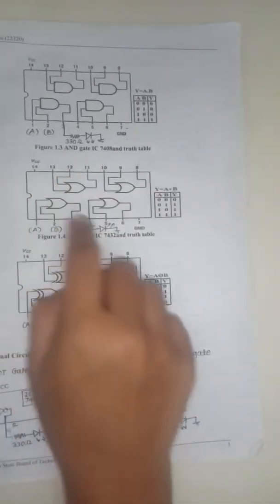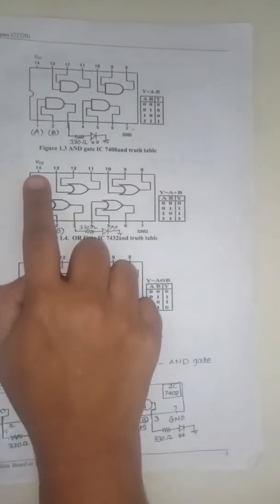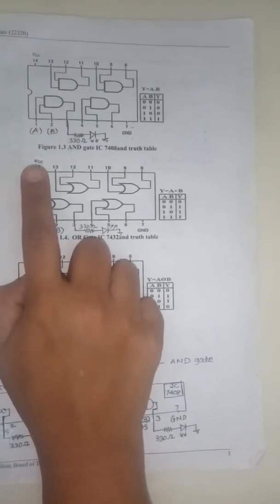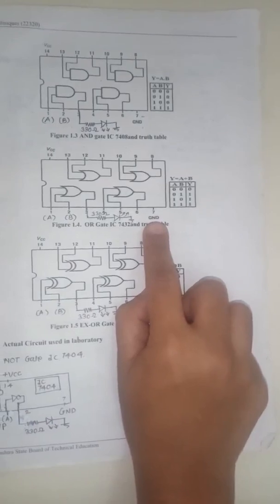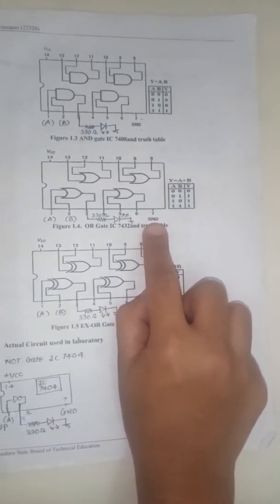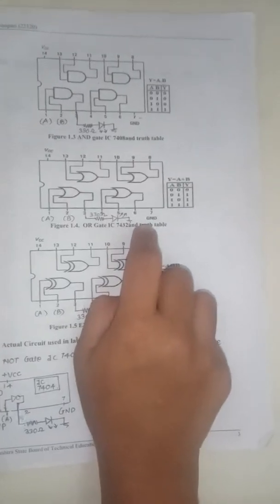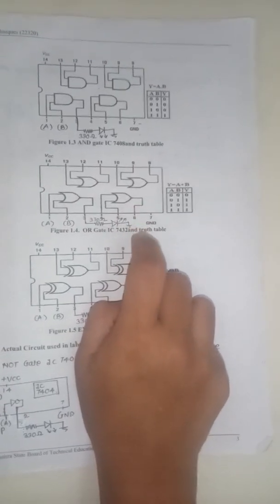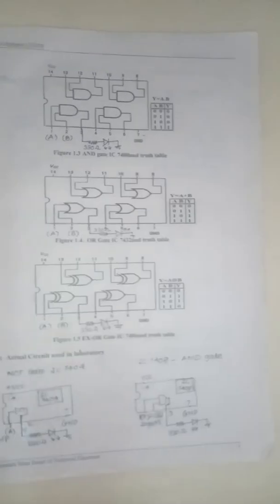For this IC you will require pin number 7 as ground and pin number 14 as VCC. Pin number 14 and pin number 7 are the supply for any digital IC. So you first have to connect these two pins for the working of the IC. Now we'll see the breadboard connection for this practical.